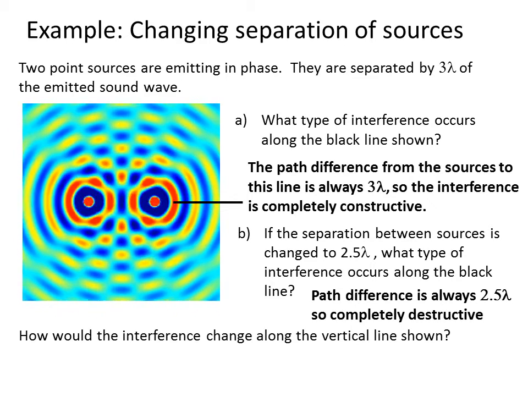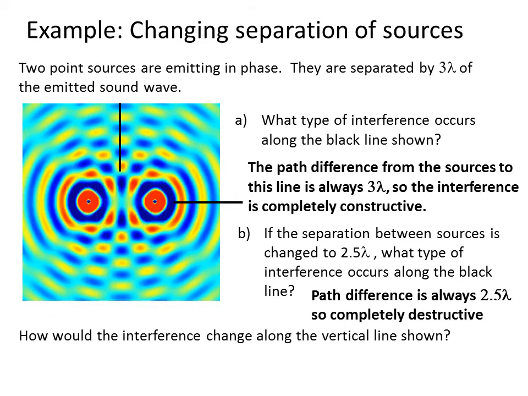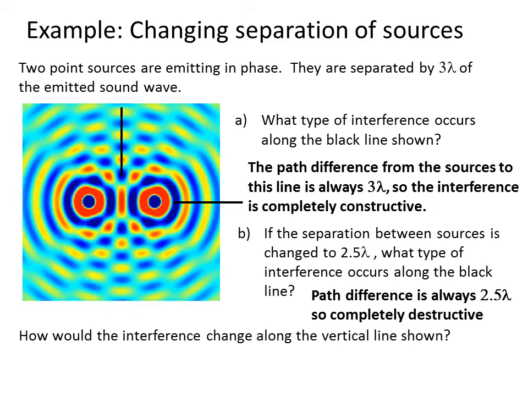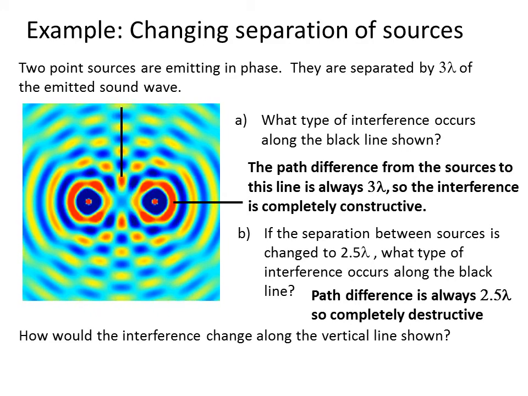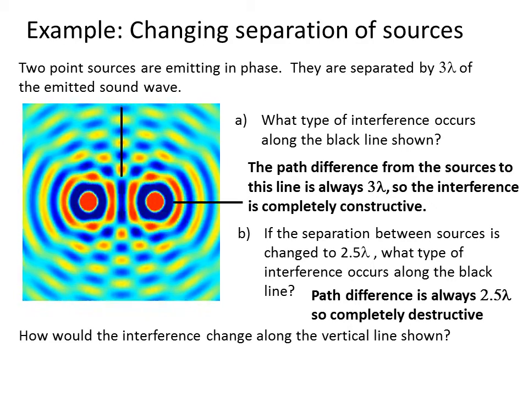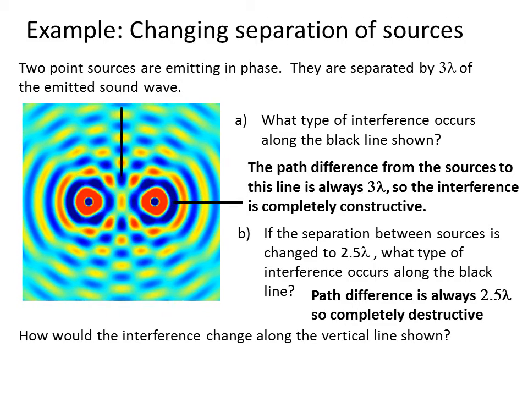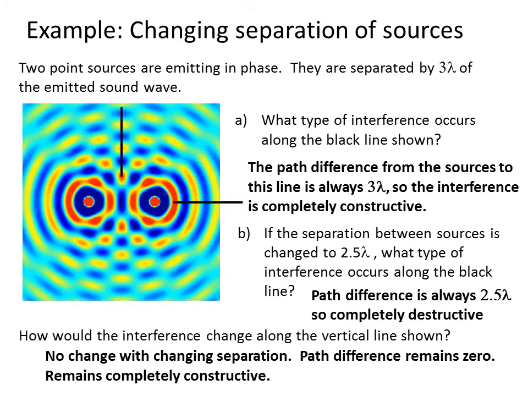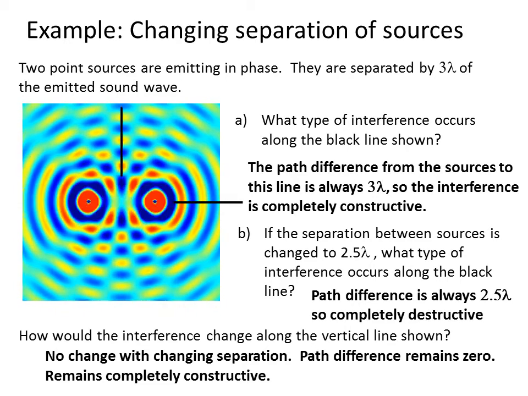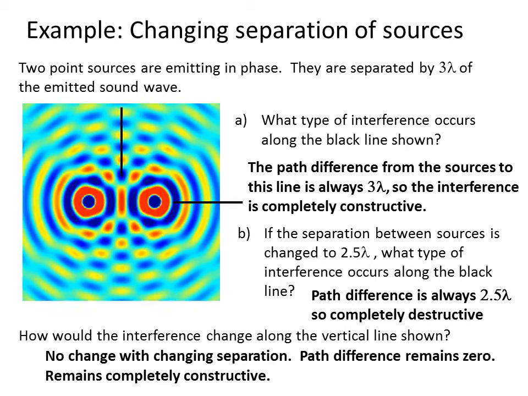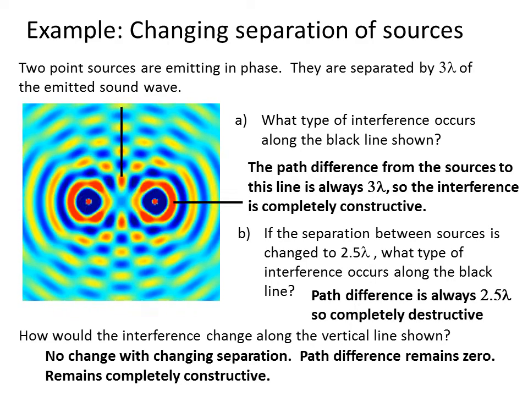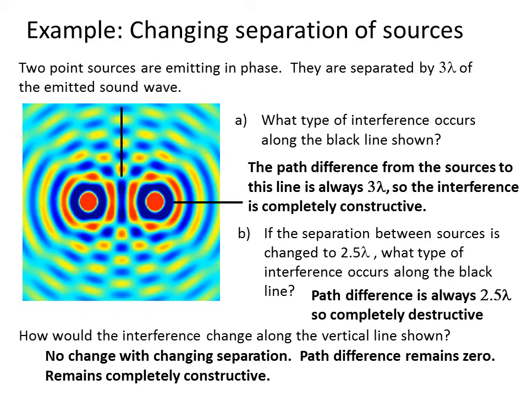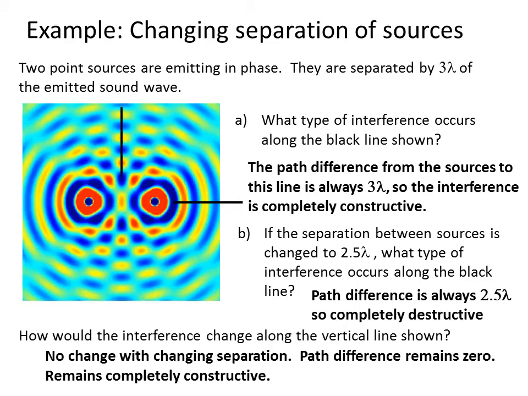How would the interference change along the vertical line? Right now, with the separation of 3 wavelengths, we see that there is always constructive interference along this vertical line. If we change it to 2.5 wavelengths, there will be no change. The path difference always remains 0 because all the points on that line are equidistant from the two sources, so it remains completely constructive.